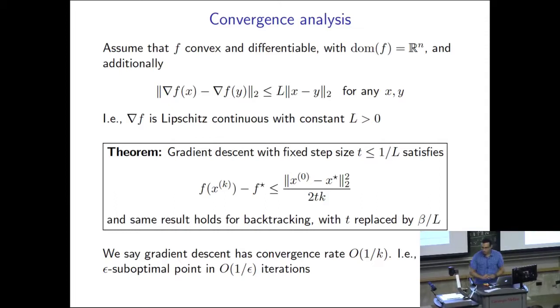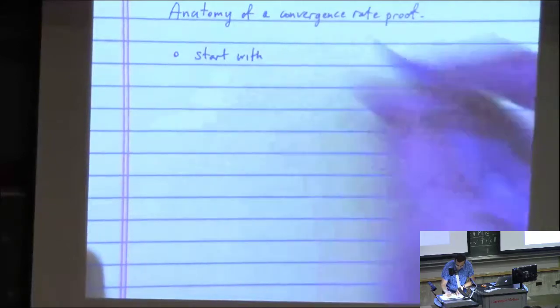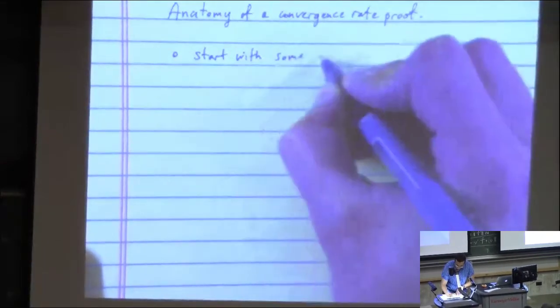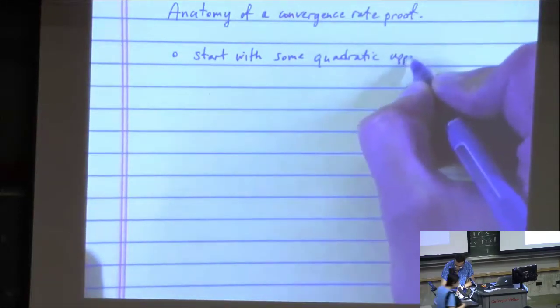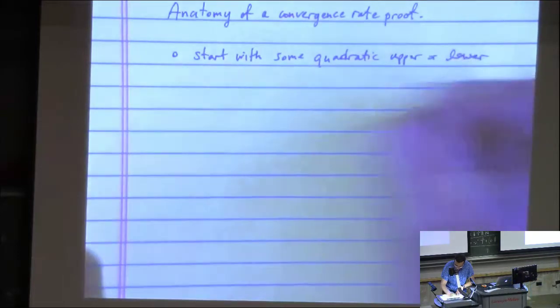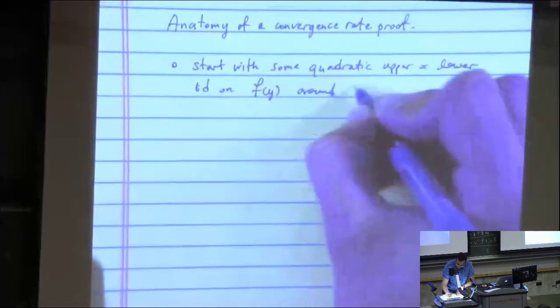Okay, so how might we prove things like this in general? Usually there are only a couple of steps to a convergence rate proof. It's actually quite similar to what we did in the non-convex case. The first thing you usually do is start with some quadratic upper or lower bound on something like f of y around f of x.